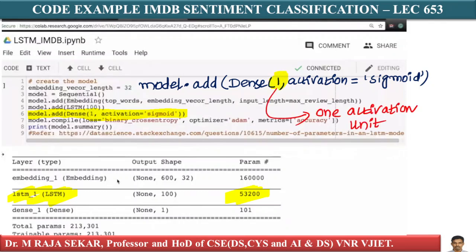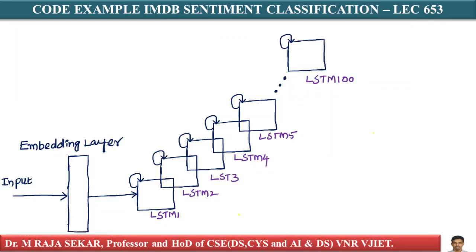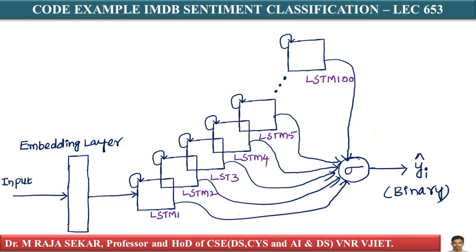What is the meaning of 1? 1 means one activation unit, and it's a sigmoid activation unit. I am taking all these outputs and connecting them to a single sigmoid to generate my yi cap, isn't it? I am taking all the outputs from the LSTM cells and connecting them to a sigmoid to generate my yi cap.